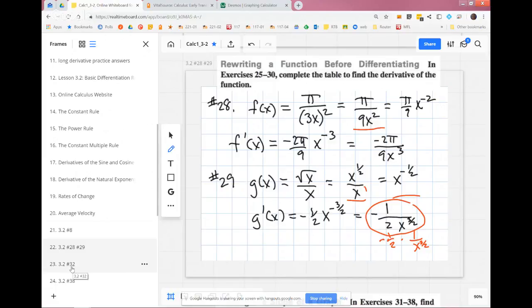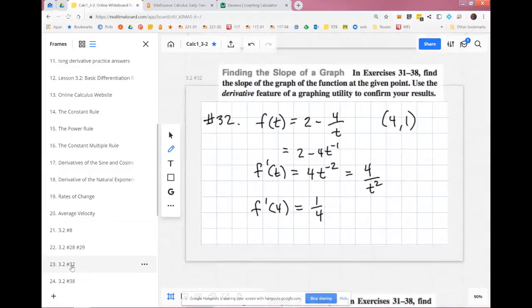All right, 32. So here's more like yesterday. Find the slope of the graph of the function at the given point. Not the equation. Actually, this is still a little bit short of what they asked you yesterday. So find the slope of the tangent line at the point 4, 1. So slope, we need to find the derivative. So I rewrite 2 minus 4 over t.